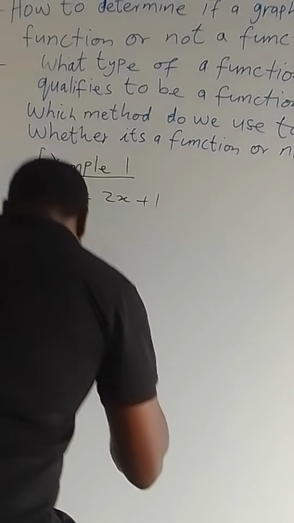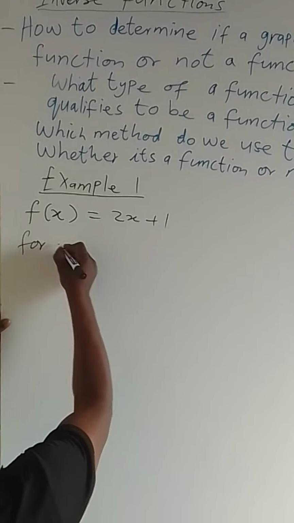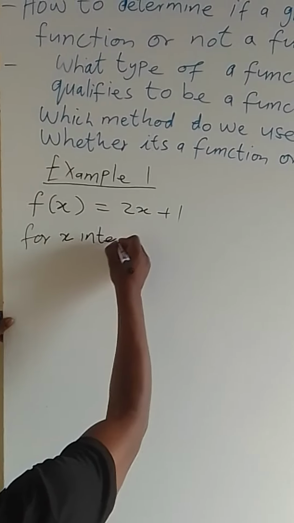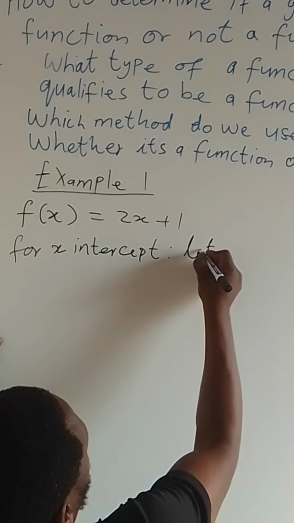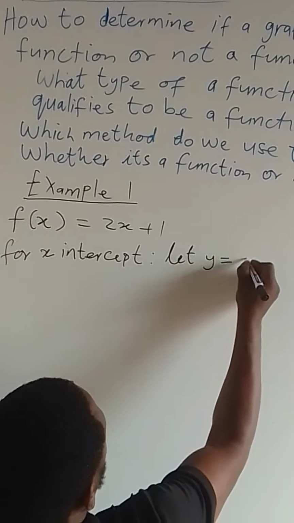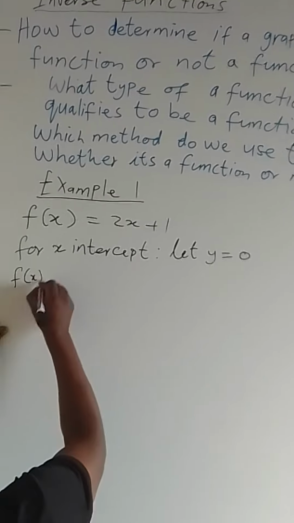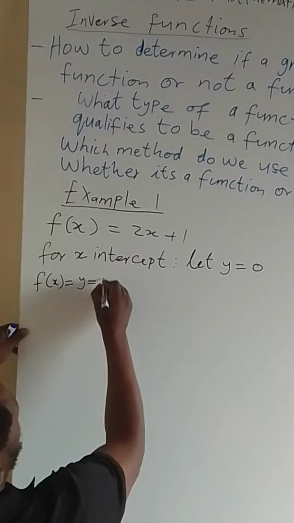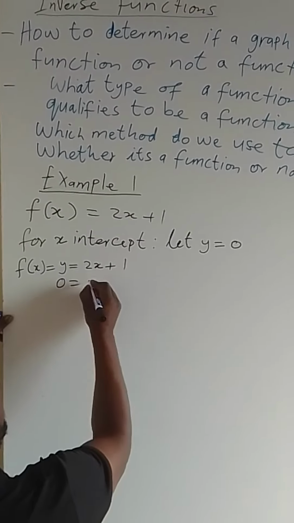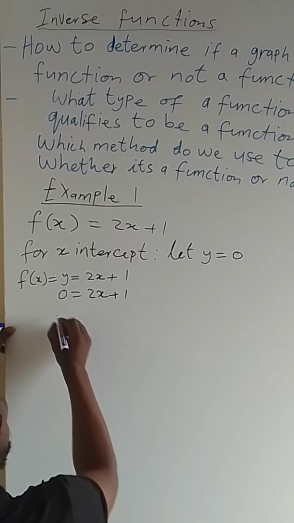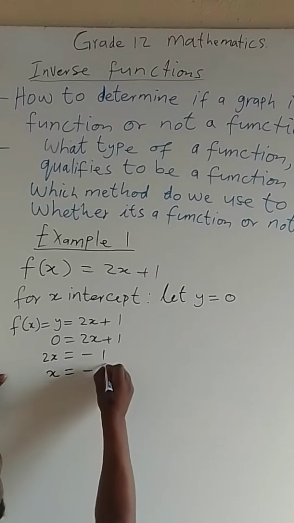Now we can plot this graph in the following way. For the x-intercept, you let y be 0. Then f(x) is the same as y, so where you see y, you put a 0. 0 = 2x + 1. Then 2x = -1, then x = -1/2.